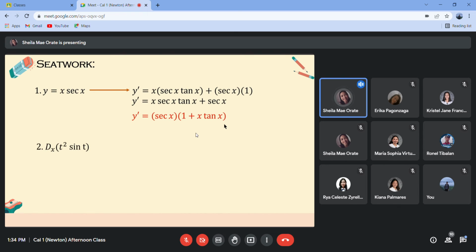We have here number 2. We have to find the derivative of t squared sine t. Okay? We have to get the derivative of t squared sine t. I want you to find the derivative of t squared sine t, to practice and sharpen your solving skills when it comes to trigonometric functions. Try to answer.